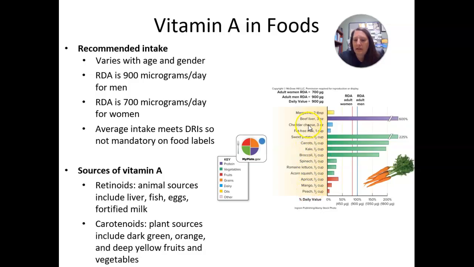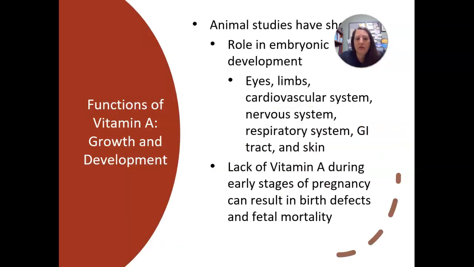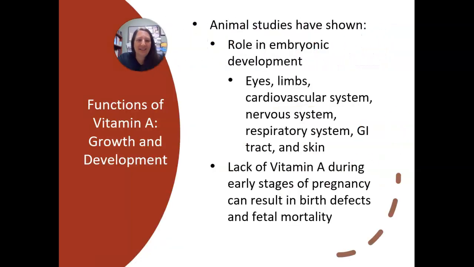So on and so forth. I wanted to get some animals. So, beef liver, huge amount of vitamin A. Cheddar cheese, good source. Fat-free milk, fortified milk, okay, good source. So it's not hard to get the recommended RDA for vitamin A. Again, having a varied diet full of fruits, vegetables is good, important.